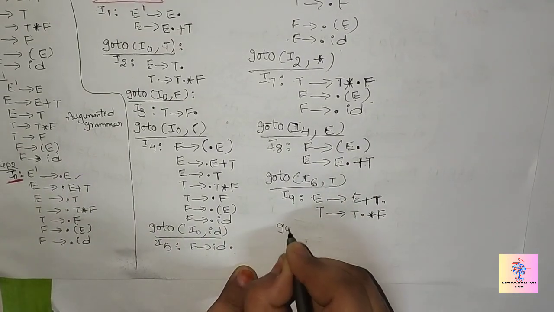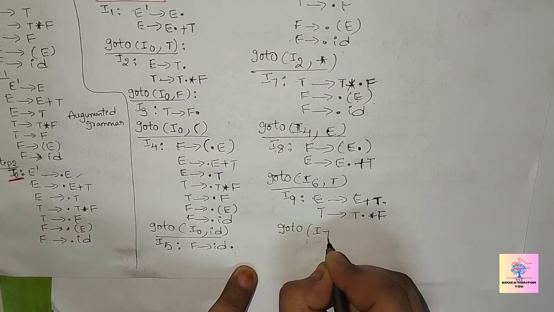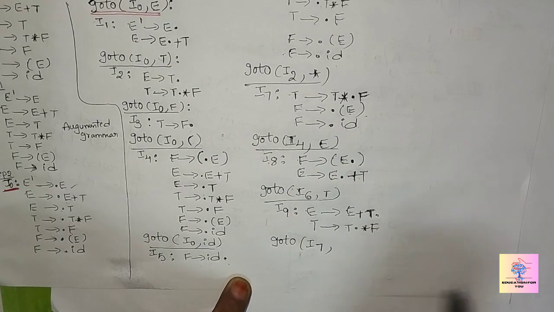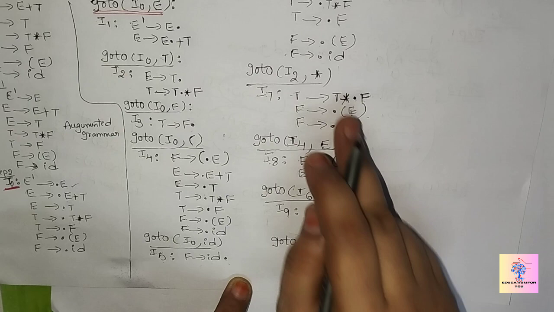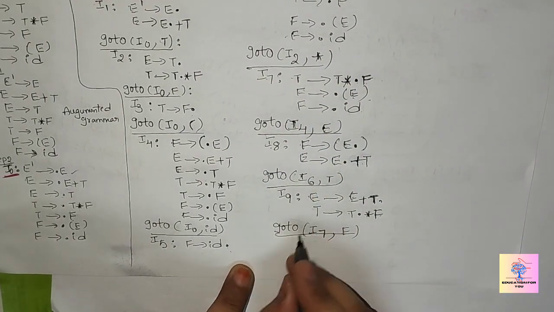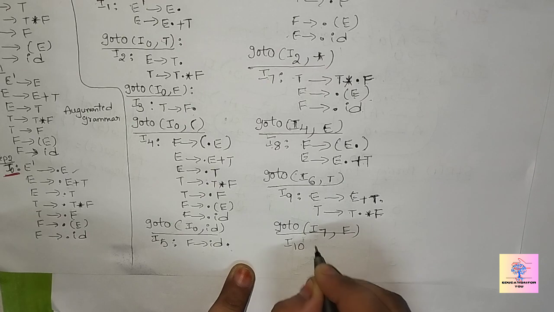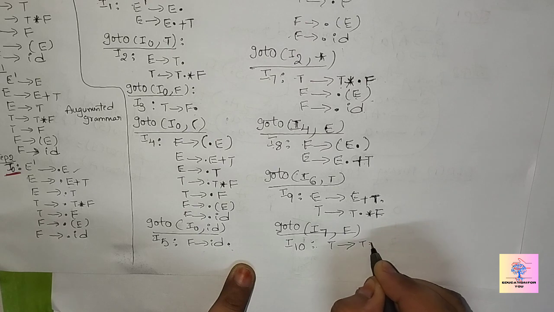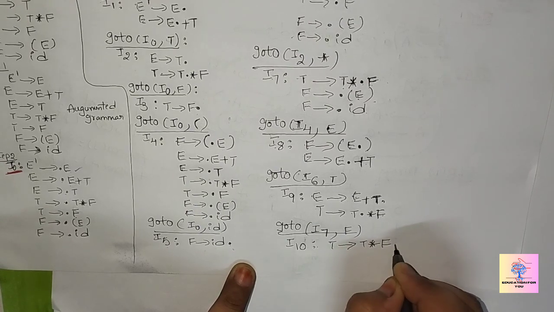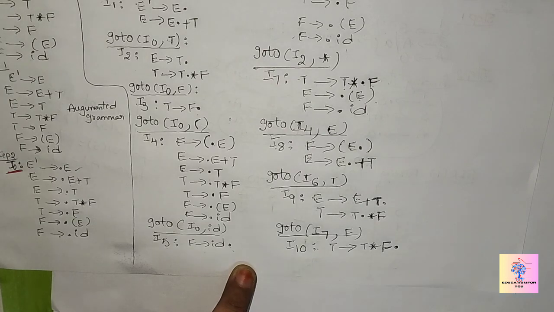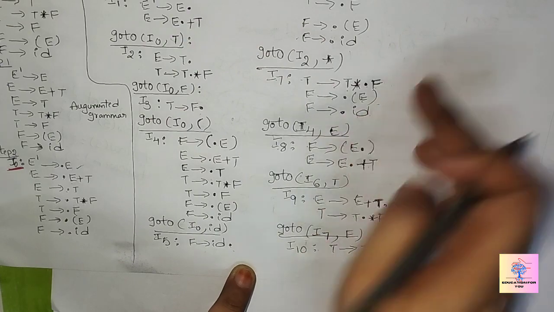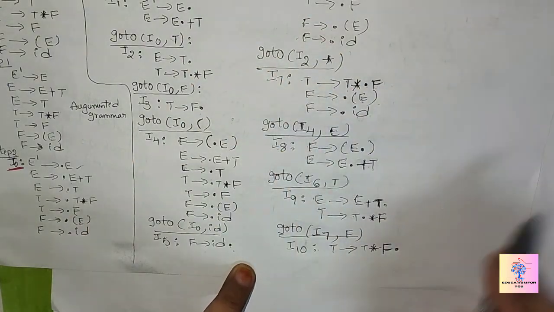Now coming to I7, that is go to I7 comma. After the dot, F is there, so you have to shift this dot to here, that is I7 comma F. The state you will take as I10, that is T is going to produce T star F dot. For E and ID, open parenthesis and ID, you already did them, so no need to perform. So I7 is also over.